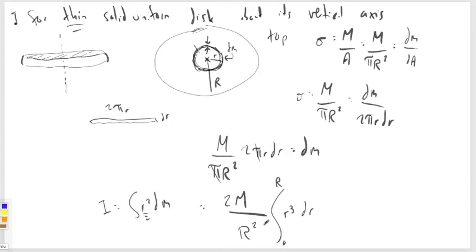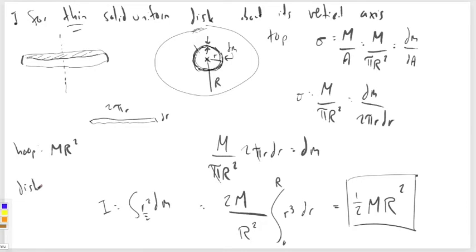And this is a simple integral that now everyone should be able to do. You do that and you're ultimately going to get the very simple answer of 1/2 m big R squared, just like that. If we compare that to our answer for the hoop, the hoop had an I value of m r squared. The disk now has an I value of 1/2 that.